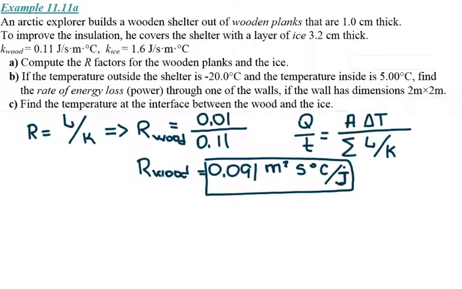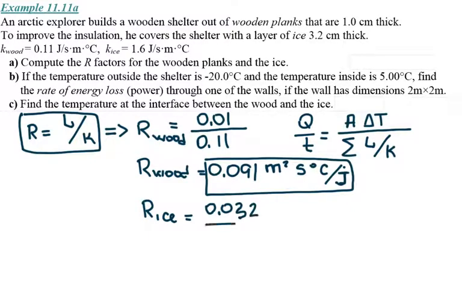I can do the same R factor formula for the ice. For the ice, the thickness is 0.032, since it's 3.2 centimeters, and they give you the thermal conductivity of the ice, which is 1.6. That will give me 0.02 meters squared seconds degrees Celsius over joule.